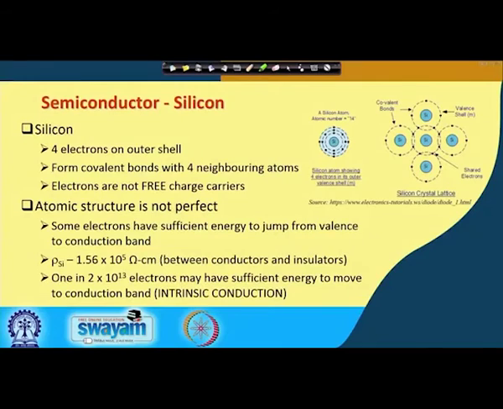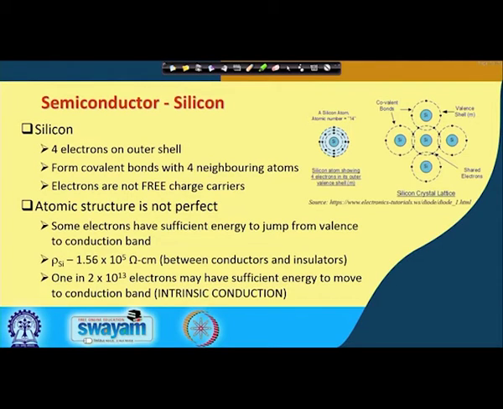So, if you look at it, what is the resistivity of silicon? Silicon resistivity is of the order of 10 to the power 5 ohm centimeter. Okay. It is not like the 10 to the power 14 or 15 that we saw for insulators, but neither is it 10 to the power minus 6 that we saw for conductors like aluminum or silver. It is somewhere in between. So, that is the intrinsic conduction.